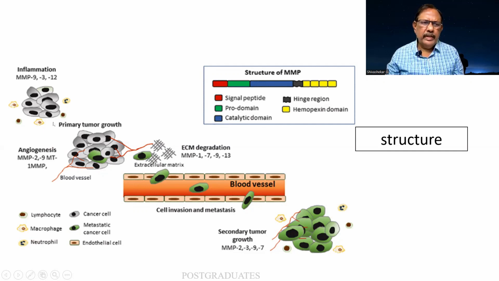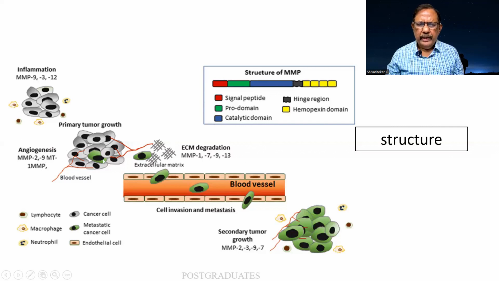Now what happens is these cells, there are abnormal cells, but then the matrix metalloproteinases can be active for inflammation, or it can be promoting the tumor growth, or angiogenesis, or the breakdown of the extracellular matrix. And for each of these, you find different MMPs have a role to play.